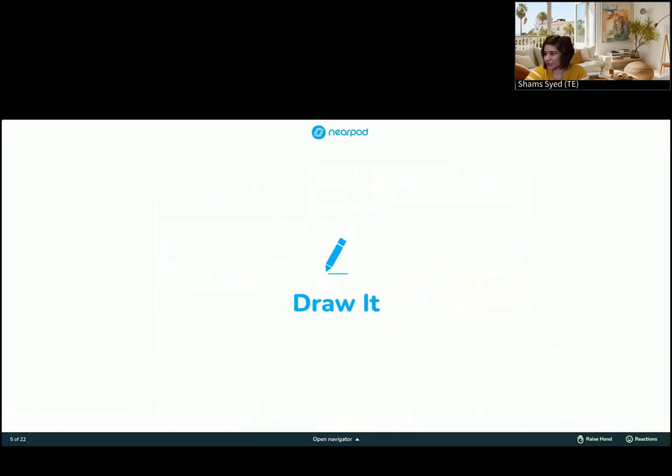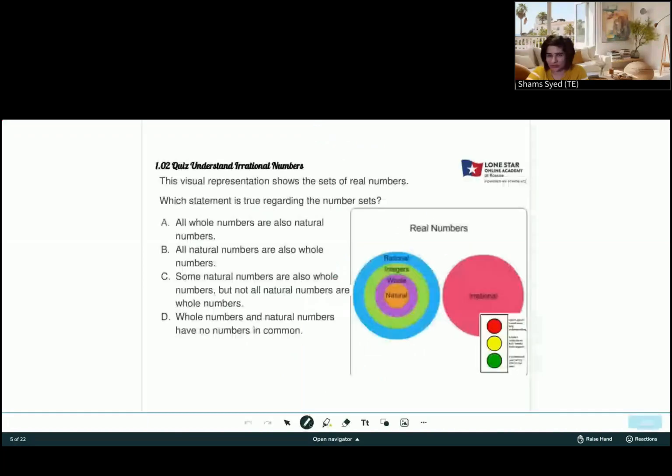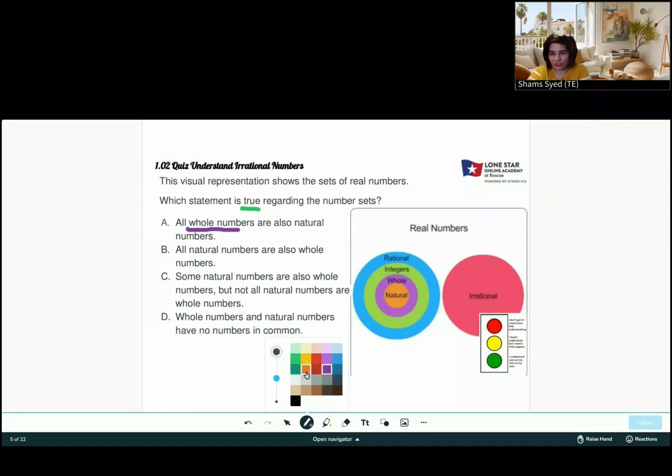This is still going to be question one, variety two. Some of you who did not get this question might end up getting this one. Let's see which statement is true regarding the number sets. Some of you might see a question one that looks like this one. A says all whole numbers are also natural numbers. Can we say that all whole numbers are also natural numbers? True or false? Think about it.